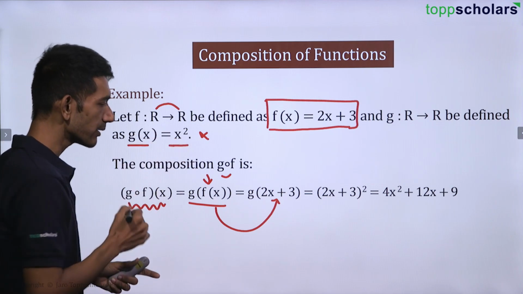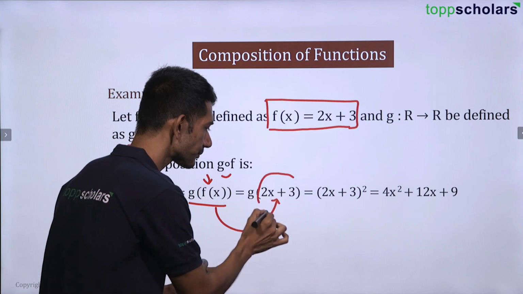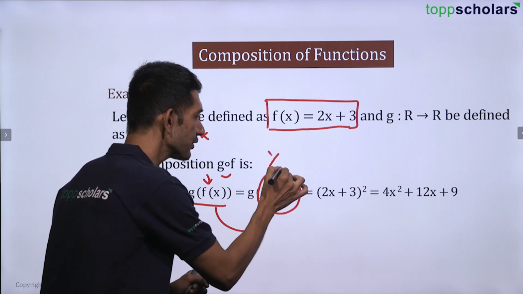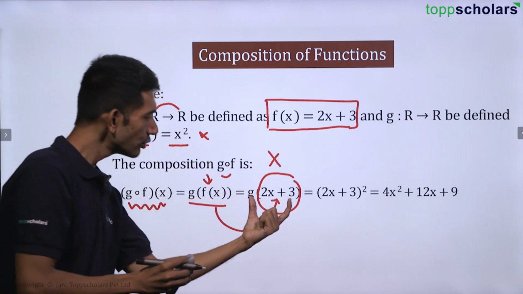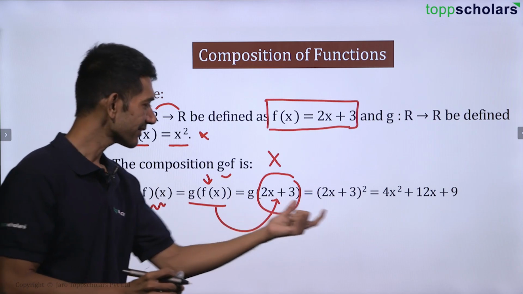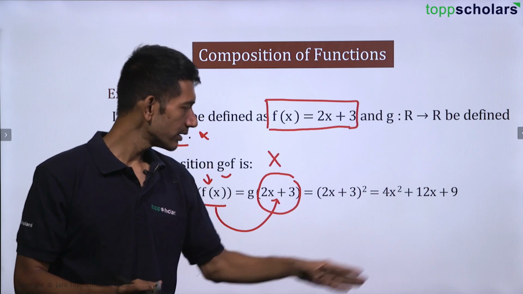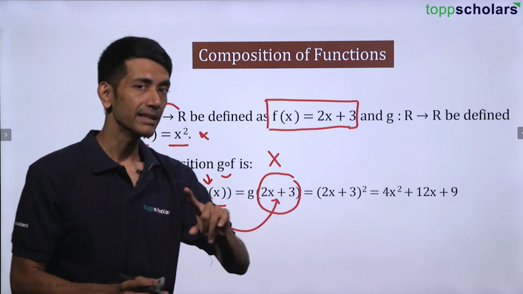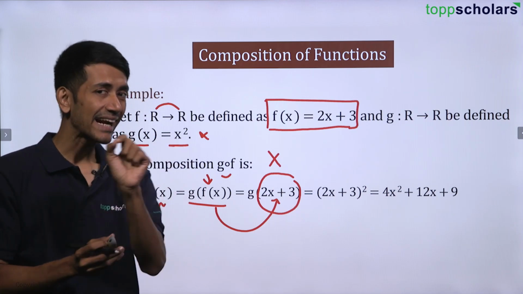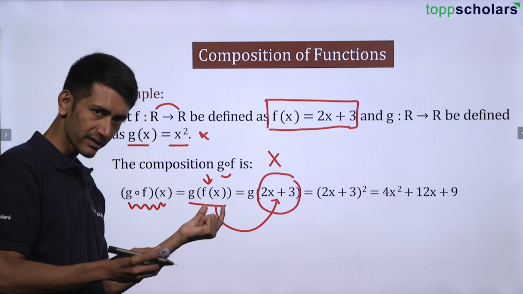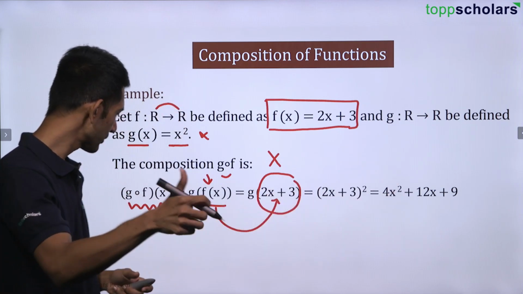g of x is x square. So this entire part is your x now. g of x is x square, so you have to square this, that is (2x plus 3) the whole square. Expand it using the formula (a plus b) the whole square. You get 4x square plus 12x plus 9. I hope this is clear. If you see the previous slide, that is exactly what we said. We solve for f of x first, then take g of f of x to get your final answer. I hope this is clear.